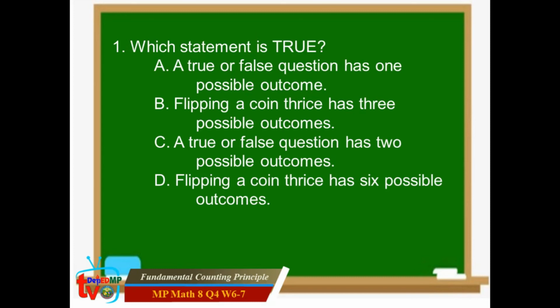1. Which statement is true? A. A true or false question has 1 possible outcome. B. Flipping a coin thrice has 3 possible outcomes. C. A true or false question has 2 possible outcomes. D. Flipping a coin thrice has 6 possible outcomes.